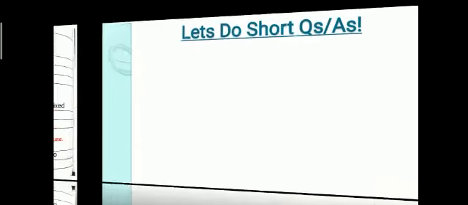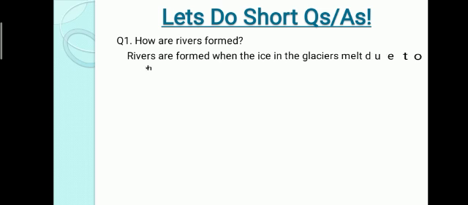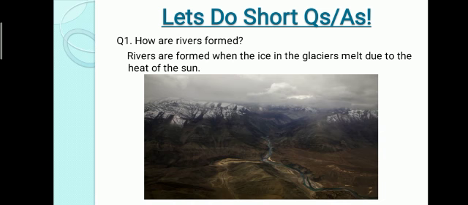Next we are going to do the short question answers. So let's do the short question answers. There we go with the first short question answer, that is how are rivers formed? Very easy, very interesting. I have just told you that the rivers are formed when the ice in the glaciers melts due to the heat of the sun. You can see it here.